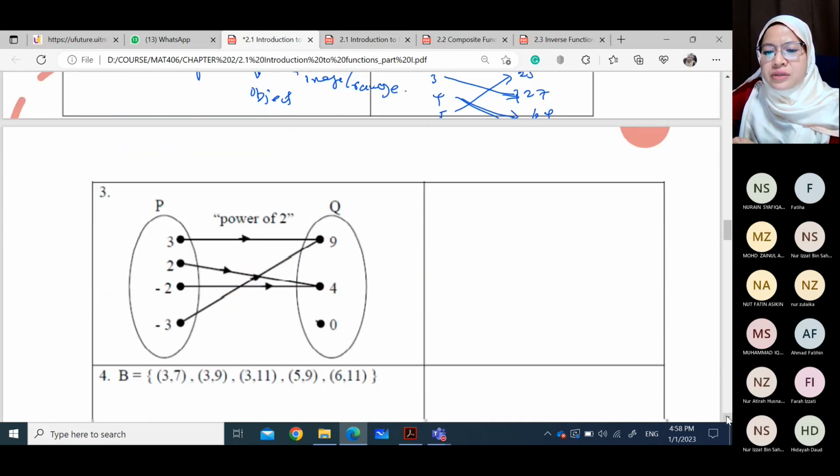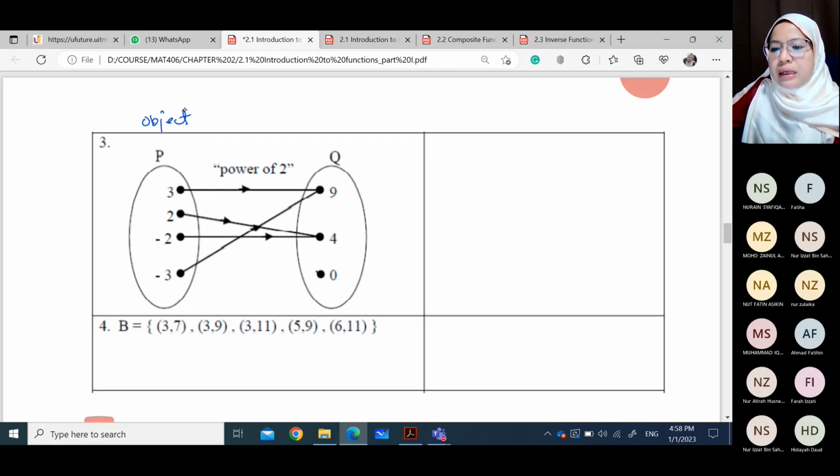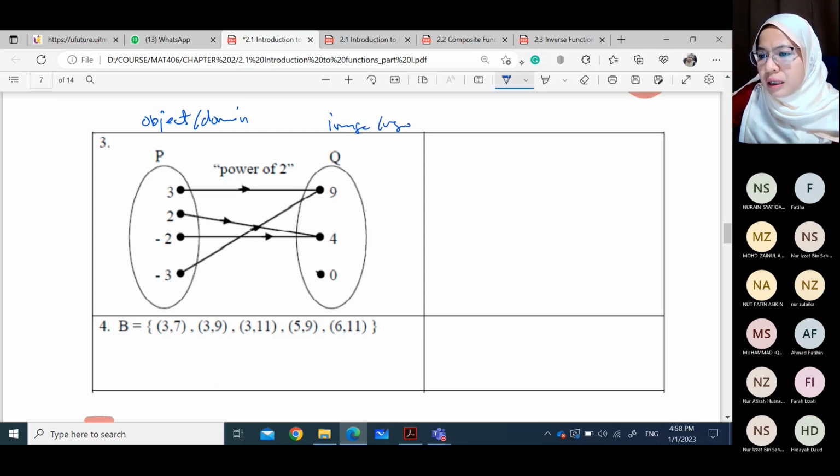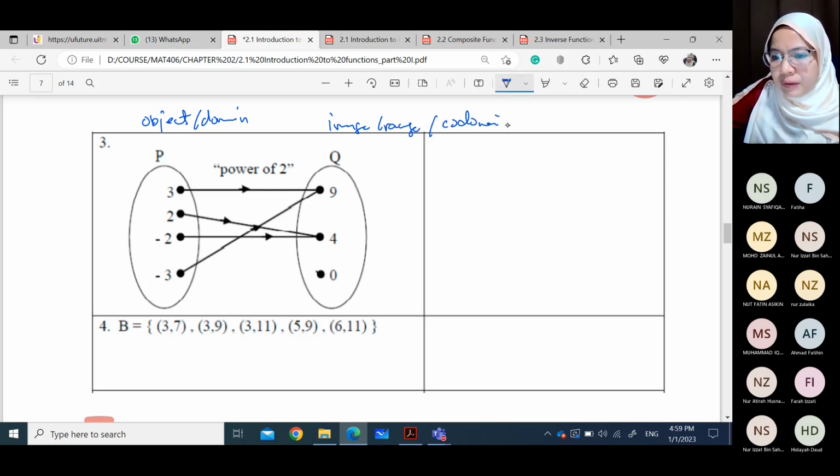Okay, right. So next, this one we have another arrow diagram. Here we have two sets P and Q. So P is our object, ataupun kita punya domain. And Q is our image, range, ataupun codomain. Okay, so the relation between these two sets is about power of 2, kuasa 2.